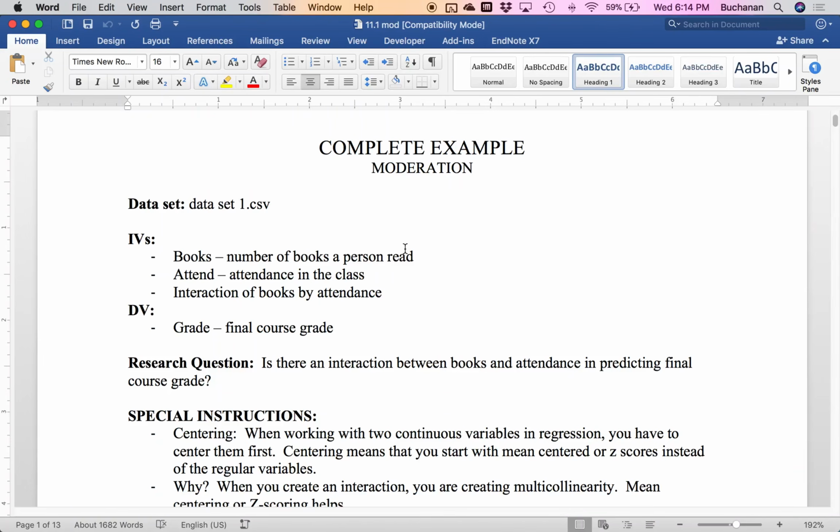Guys, what we're going to cover in this video is moderation, which is a complement to our mediation lecture. Be sure you understand the difference between these two. And in this video, I'm going to focus on interactions.